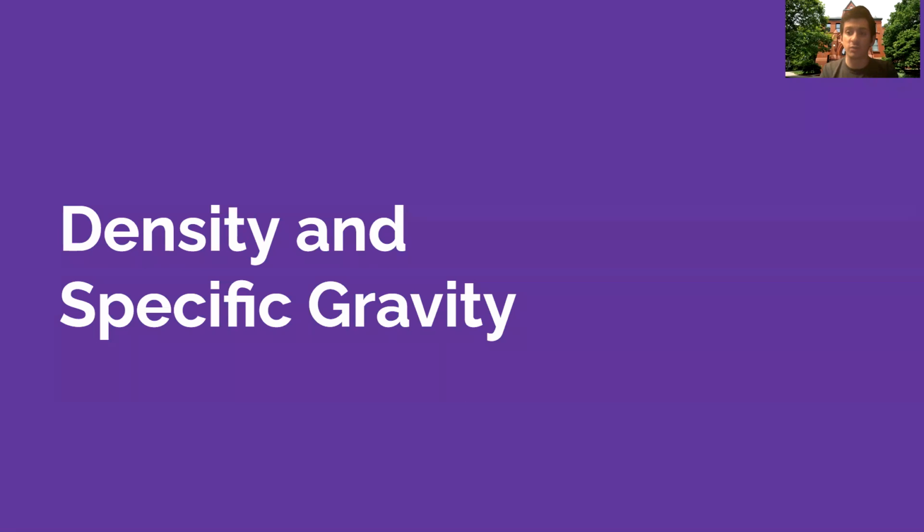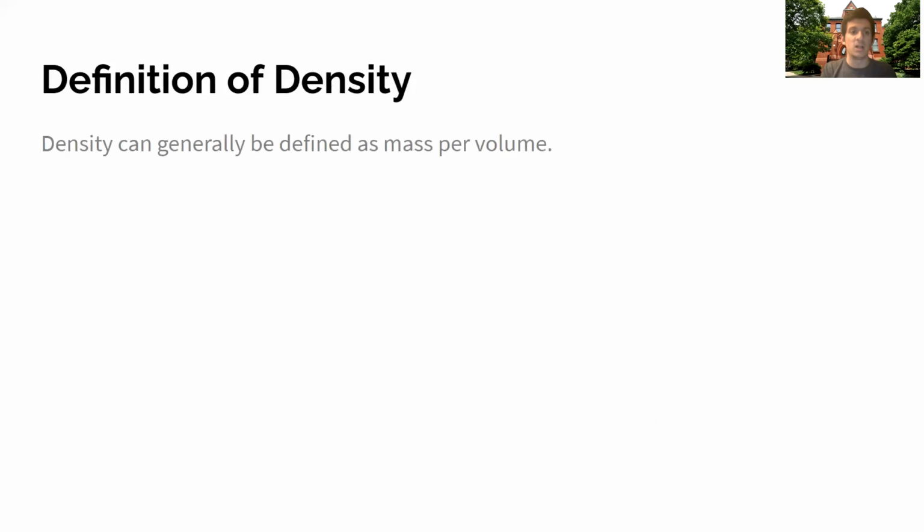Now that we covered unit conversions, let's go ahead and talk about density and specific gravity. The definition of density is pretty straightforward, hopefully something covered in high school a fair amount. It's simply mass over volume, just mass per volume. That's all density is. You have a substance, it's going to be the mass of that substance over its volume.